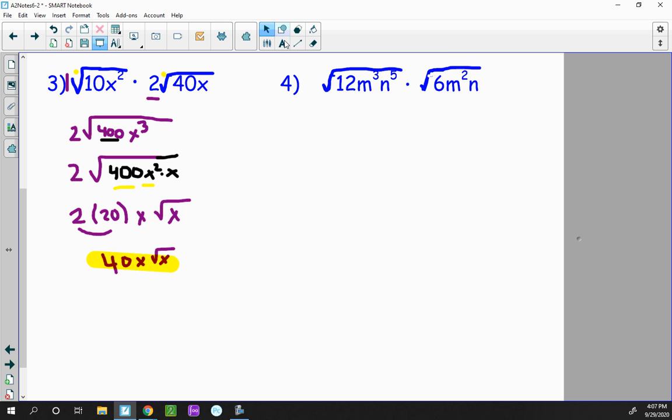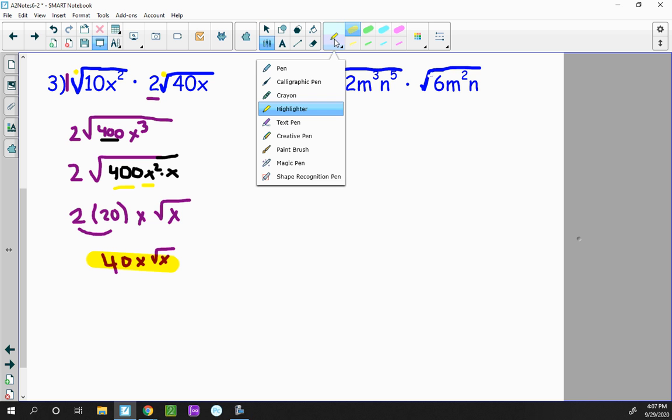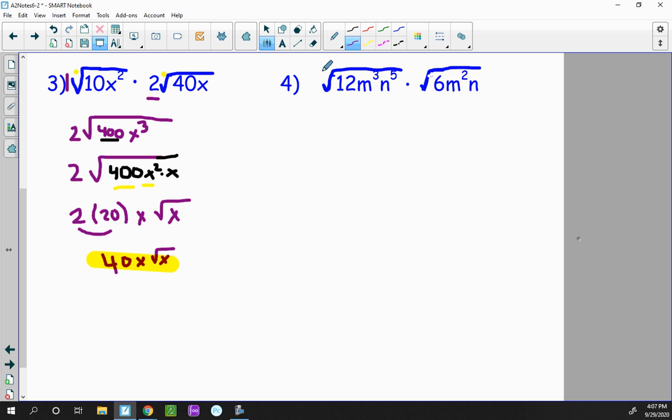Okay, number 4. First, we want to check out the indices again. We notice there's a square root here, square root here, so we're good to go. We can continue. We're next going to multiply the radicands together, so I got 12 times 6, and that's going to be 72. I have m to the third times m to the second, and that is m to the fifth. Add powers when you're multiplying. And then n to the fifth times n to the first is going to be n to the sixth.